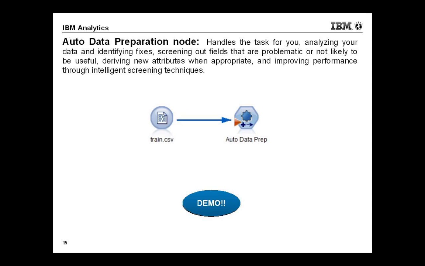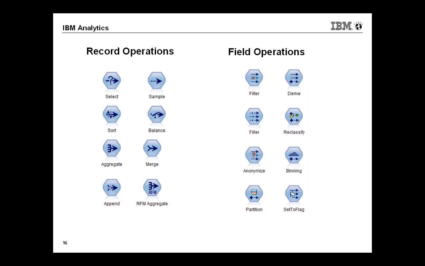A great number of record operations and field operations exist in Modeler that really make it easy to extract, transform and load data, so make the ETL process really easy. You can sample the data, you can sort it, balance it out if you have a certain class that's underrepresented, you can merge data sets, aggregate data, derive new variables, filter certain variables out, reclassify different variables, bin them, partition data into training and testing sets, convert a categorical variable to a series of dummy variables. So there's a lot of things available in Modeler, and it's extremely powerful when it comes to these operations with munging your data.